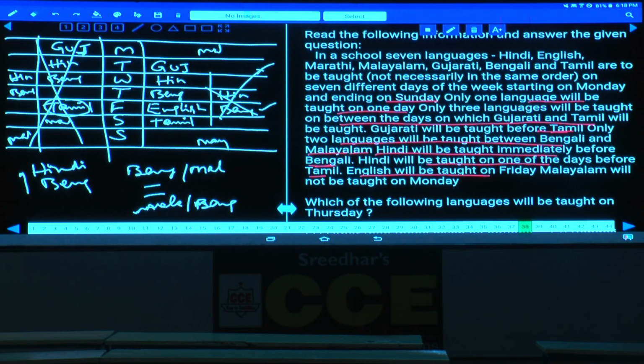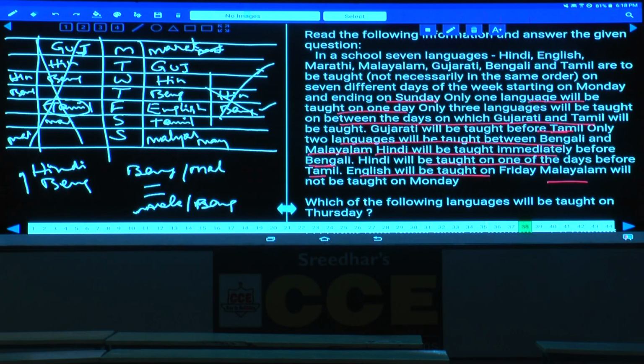Now we are left with this one. On Friday, Malayalam will not be taught on Monday. As Malayalam is not on Monday, Malayalam must be on Sunday. If Malayalam is on Sunday, then Marathi must be on Monday. Done? And this is how these 7 languages are taught on 7 different days, starting from Monday and ending on Sunday.